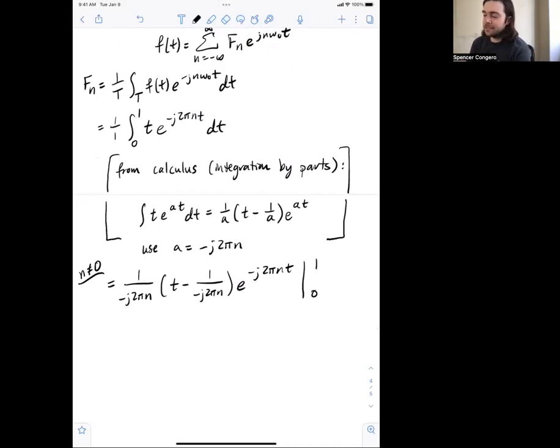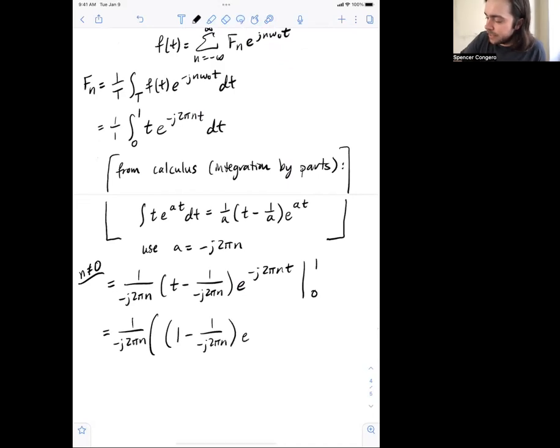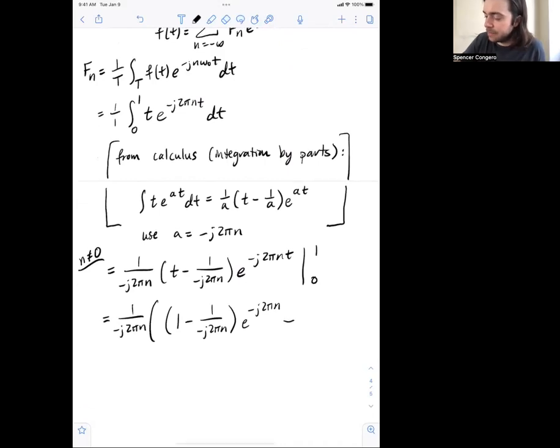All right. So this is what we have. Now I have to plug in for the different values of t. So I'm going to have this. Now what do I get? When I plug in t equals 1, I'm going to get 1 minus 1 over negative j 2 pi n, e to the negative j 2 pi n times 1, minus what I get when I plug in 0. And that's just going to be 0 minus 1 over negative j 2 pi n. And then e to the j0 is just 1. So that's all I get.